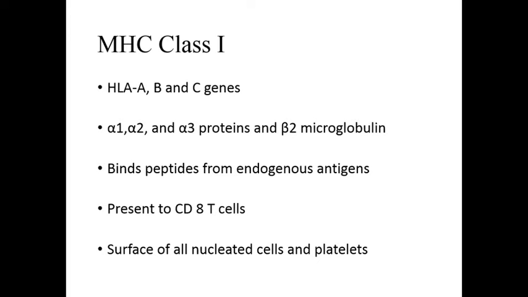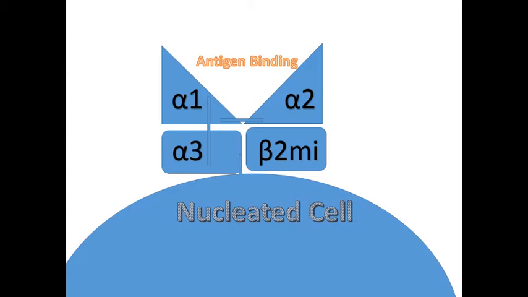Now MHC class 1 binds to the peptides from endogenous antigens and presents them to CD8 T cells, and it is present on the surface of all nucleated cells and platelets. This is the image showing the MHC class 1. We can see that the alpha 1 and alpha 2 subunits form the antigen binding variable region, and this is the alpha 3, and the beta 2 microglobulin is this one, and this is a nucleated cell.